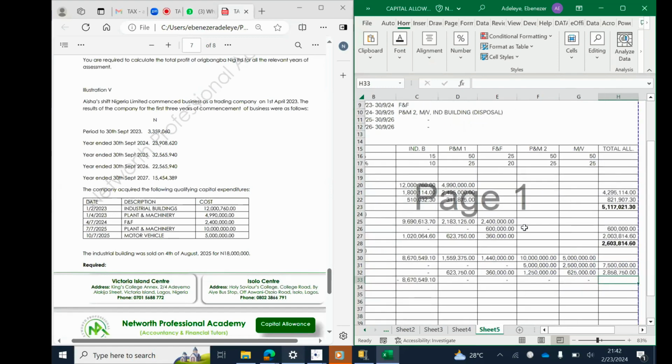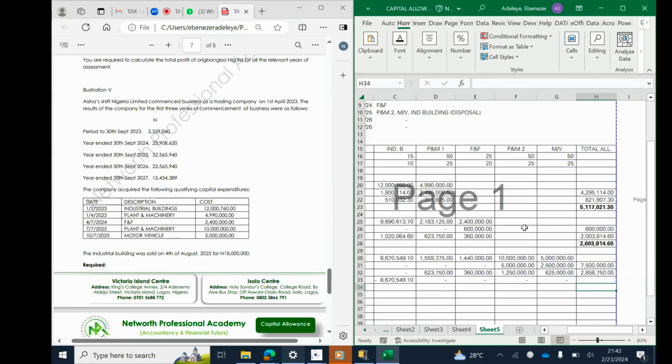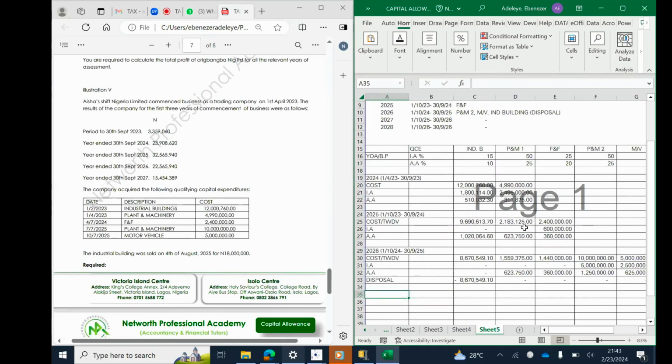So for this, we already computed the total initial allowance and total annual allowance. So all we have to do now is compute the. Excuse me, sir. Go ahead. For the industrial building, we are supposed to remove the actual allowance for 10 years, isn't it, sir? For the industrial building. No.